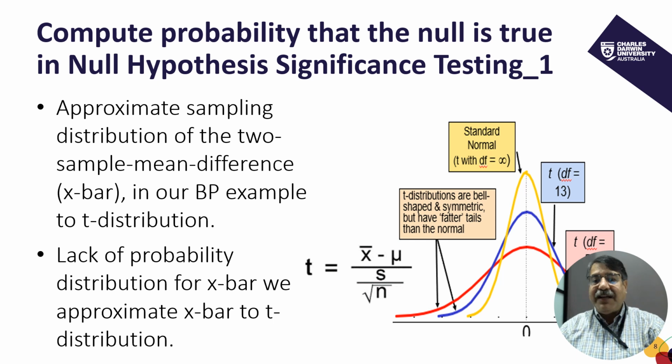So previously I highlighted that we use a t-test. Why do we use a t-test? Because we have an inability to compute the probability that the null hypothesis is true.